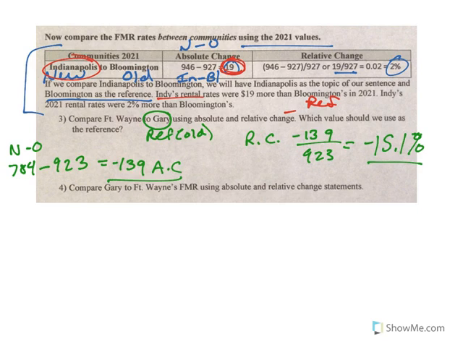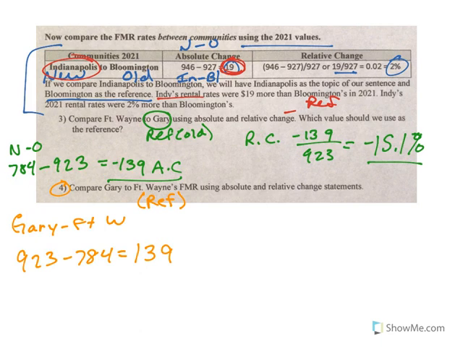Now it says, let's compare, this is number 4 now, compare Gary to Fort Wayne. So now Fort Wayne is the reference or the old value. So now we're going to take Gary minus Fort Wayne instead of Fort Wayne minus Gary. So 923 minus 784, which gives me a positive 139. And then the relative change, 139 divided by the Fort Wayne reference, and we get 17.7%. So notice the difference, okay?